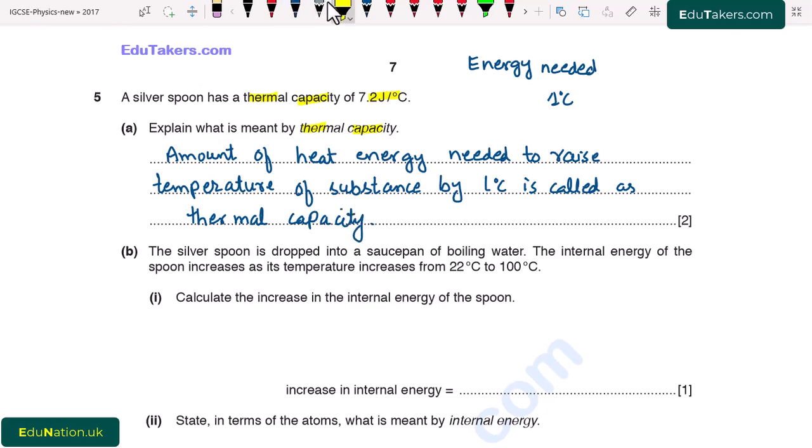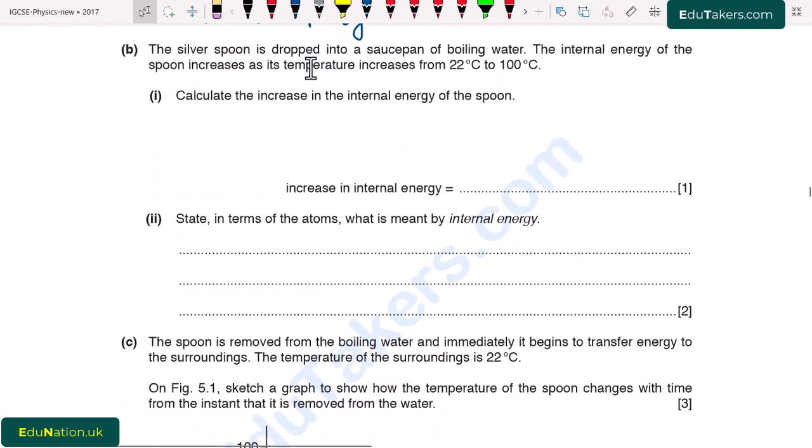Part B. The silver spoon is dropped into a saucepan of boiling water. So the boiling point of water is basically a temperature of 100 degrees C. The internal energy of the spoon increases as its temperature increases from 22 degrees C to 100 degrees C. Part 1. Calculate the increase in internal energy of the spoon. So here we have to find out the value of the increase in internal energy.